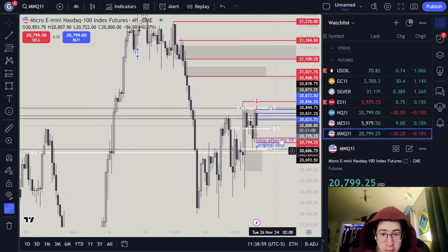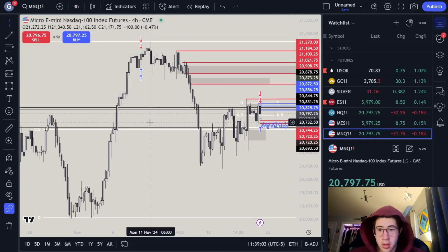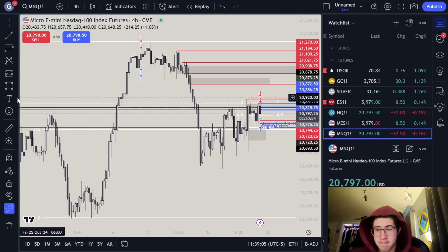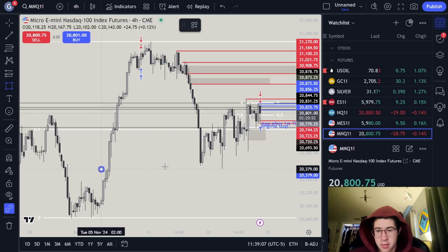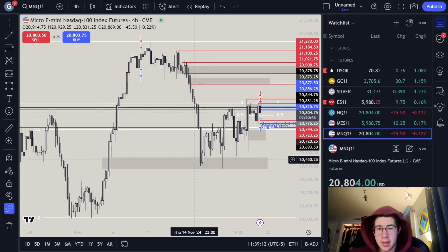So anyways, what's the first thing we did? Got to the 4 hour, and well, what do we see? We see this imbalance filled. Humongous push to the downside and looking for probably retracement a little bit more.